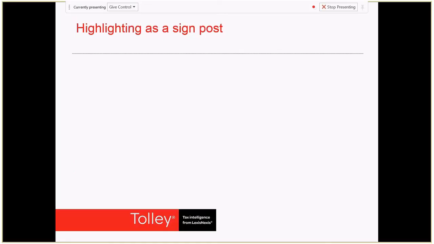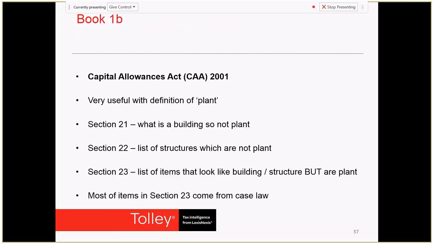Another way you can highlight is to use it as a signpost to point you in the right direction. Now, Capital Allowances Act is, guess what? Capital allowances. And plant and machinery is what we get capital allowances on. Now, machinery is obvious. What's machinery? Plant is the grey area.